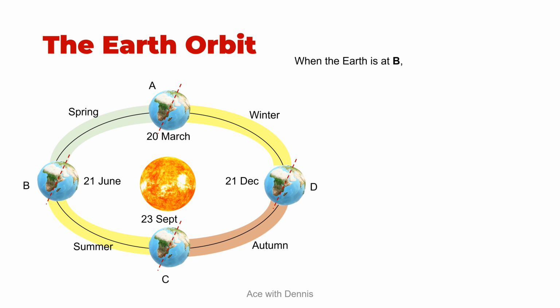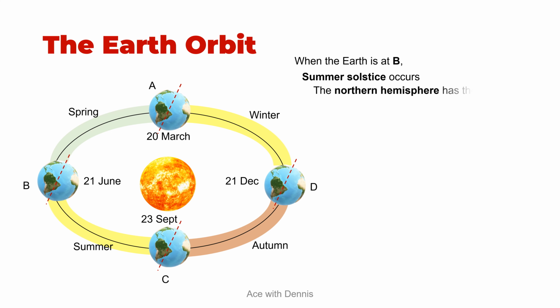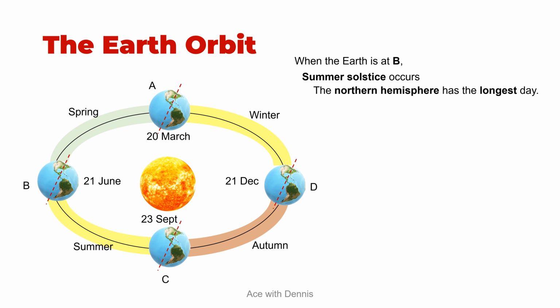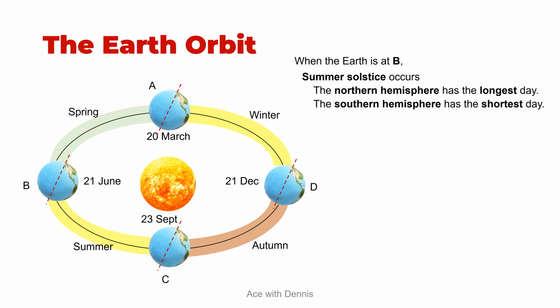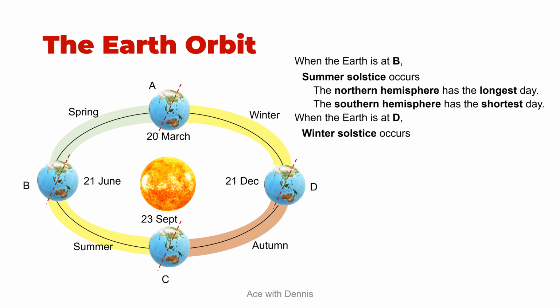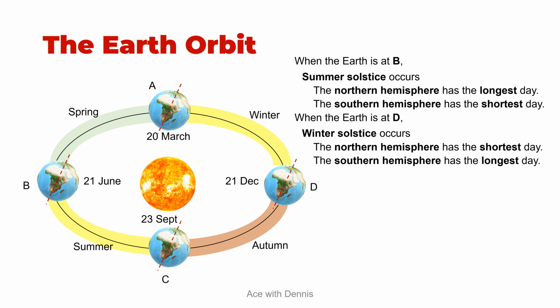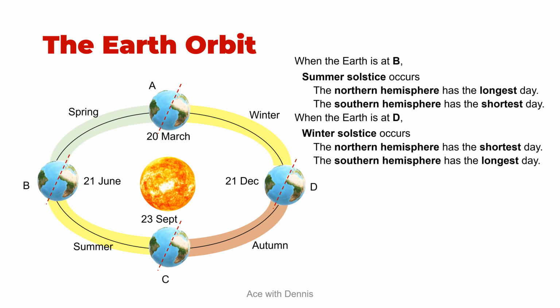When the Earth is at B, summer solstice occurs, where the northern hemisphere has the longest day and the southern hemisphere has the shortest day. When the Earth is at D, winter solstice occurs, where the northern hemisphere has the shortest day and the southern hemisphere has the longest day.